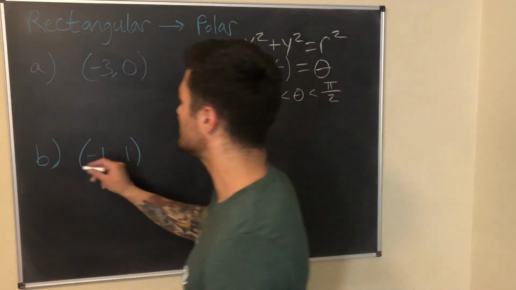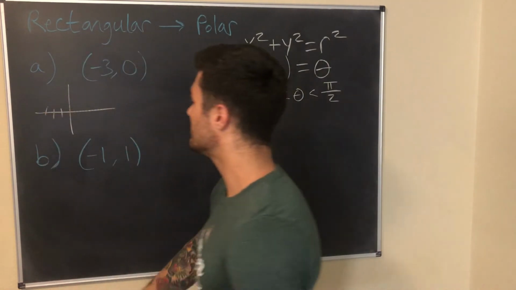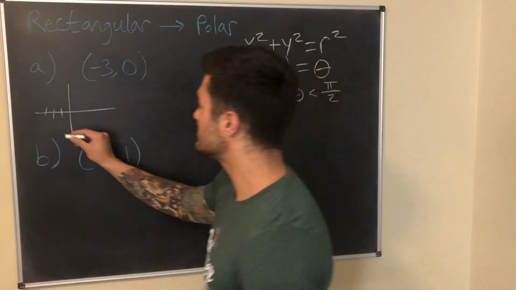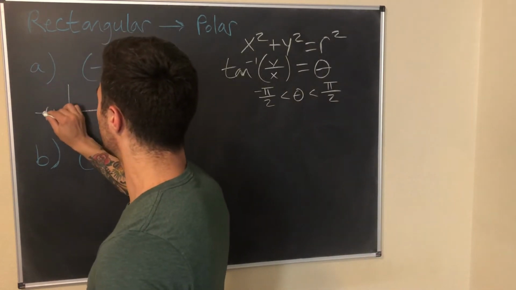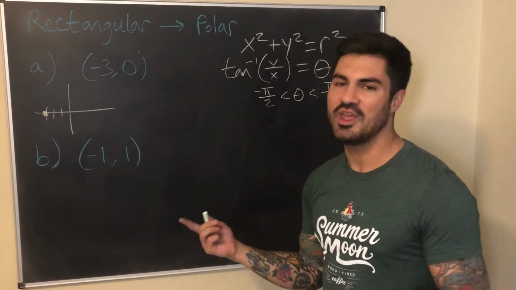So first we're going to plot this point in rectangular coordinates. So 1, 2, 3 in the negative direction. Our y is 0, so we're actually on the x-axis over here. So we can quickly see what our r is going to be, and our theta as well, really.